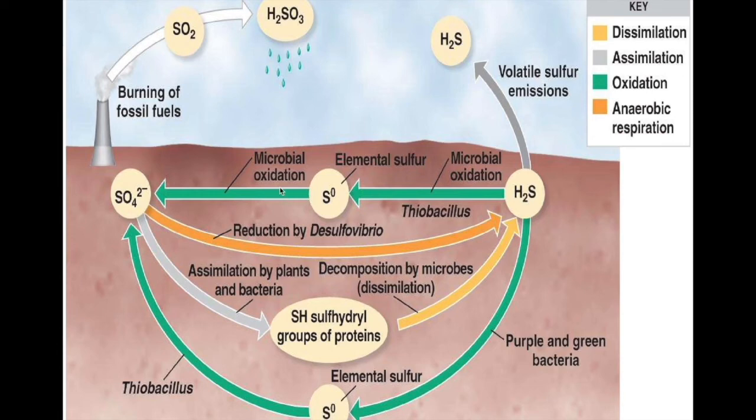dihydrogen sulfide. And then there will be some reduction and assimilation via microbes or microorganisms such as the Thiobacillus and also the purple and the green bacteria. And so that would be available in the soil for the plants and also for the other organisms requiring the presence of sulfur.